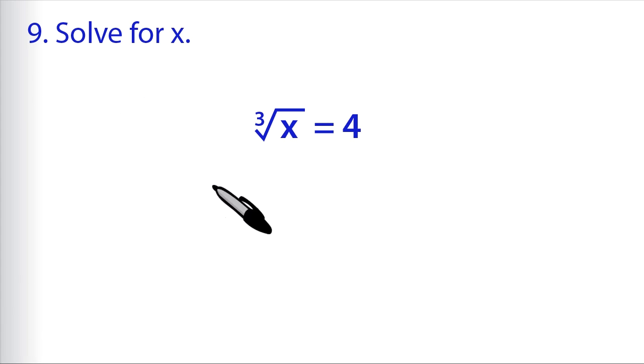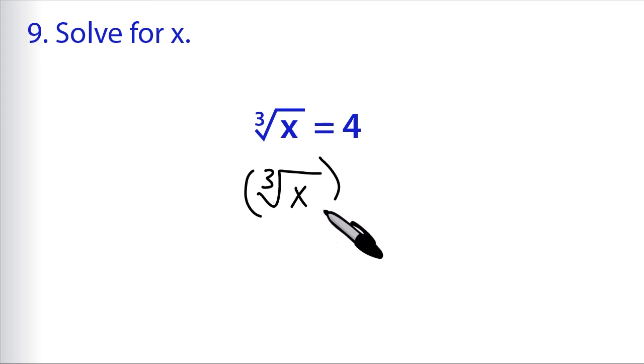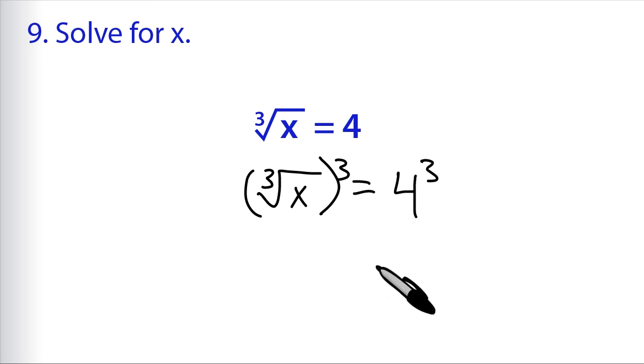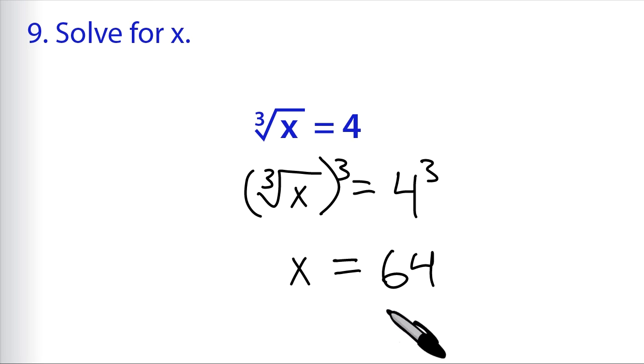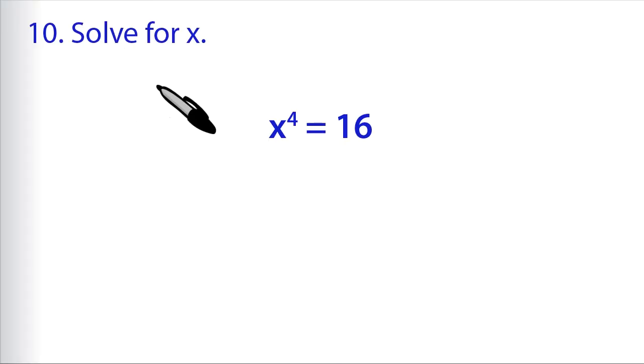Problem 9, solve for x. And we have the cube root of x equals 4. So to undo this cube root, we need to raise this whole thing to the third power. We need to cube that whole quantity there. And then on this side, we also need to raise this 4 to the third power. So now the cube root and the cube cancel each other out, leaving just x. And then 4 cubed, which is 4 times 4 times 4, is 64. So x equals 64.